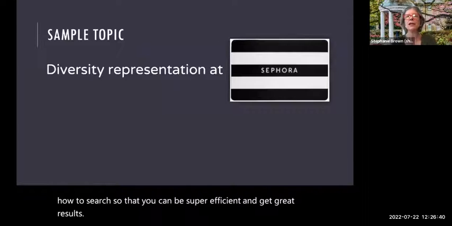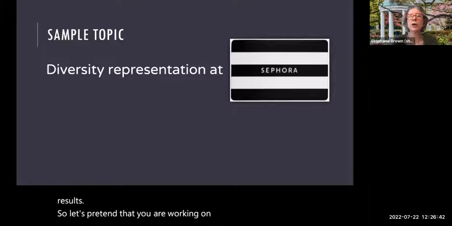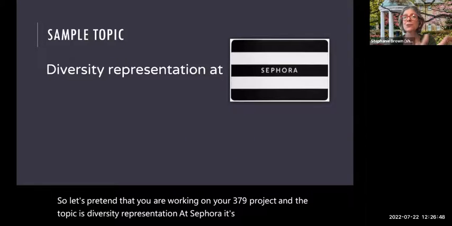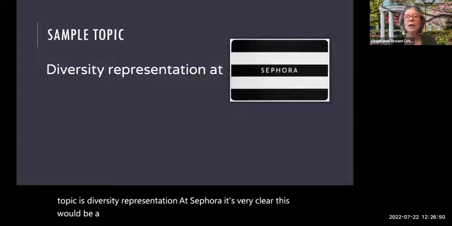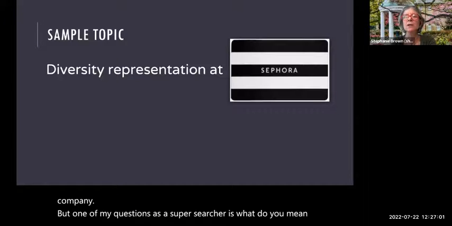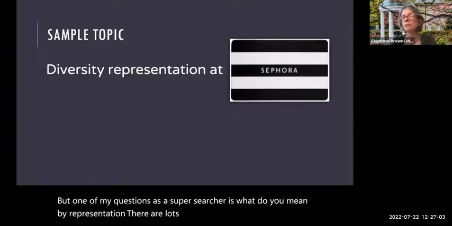So let's pretend that you are working on your 379 project and the topic is diversity representation at Sephora. It's very clear this would be a great title of your paper or your report to the company. But one of my questions as a super searcher is, what do you mean by representation? There are lots of things you could mean.